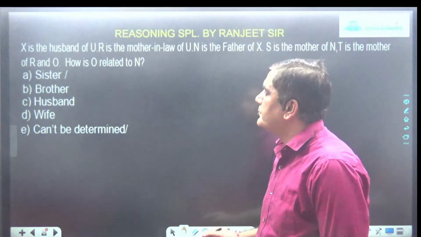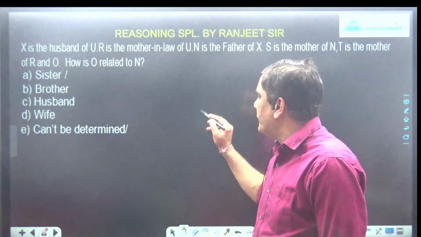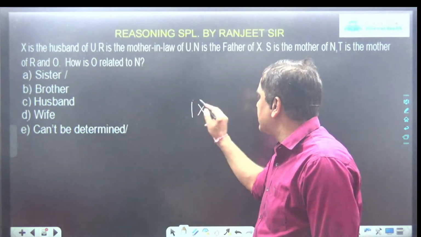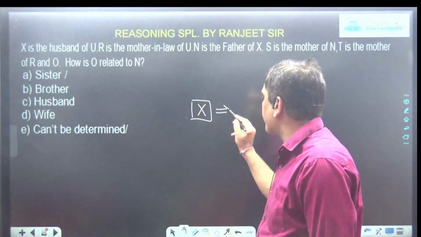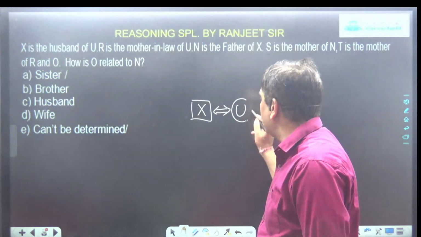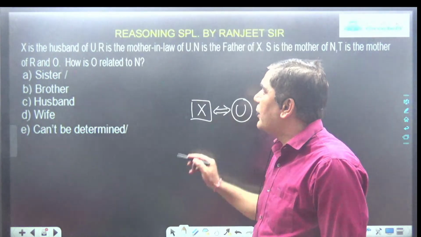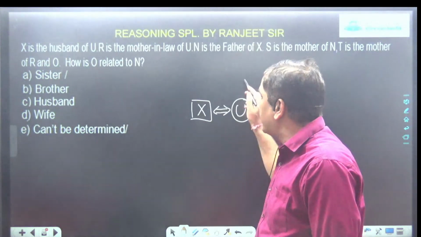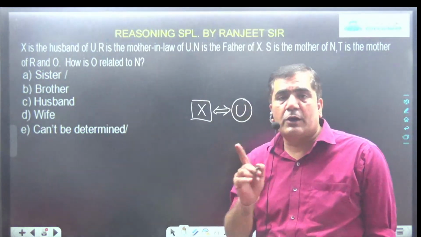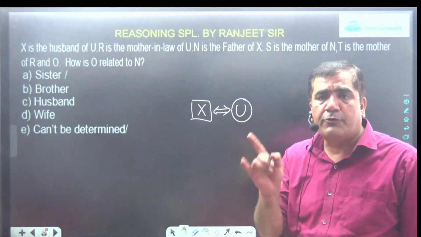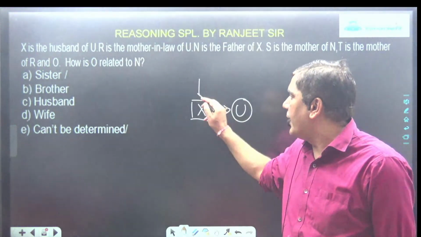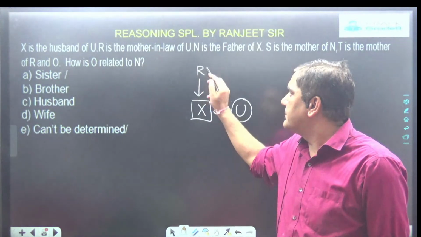Okay. Now here they're saying X is the husband of you. So let's plot it. X is the husband of you, so you must be female. Next one, R is the mother-in-law of you. R cannot be the mother of you, so R must be the mother of X.